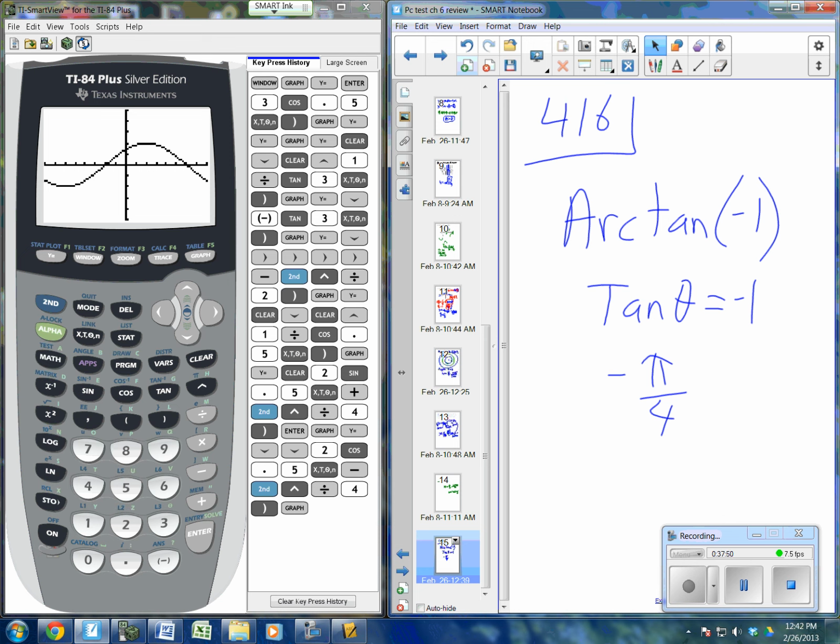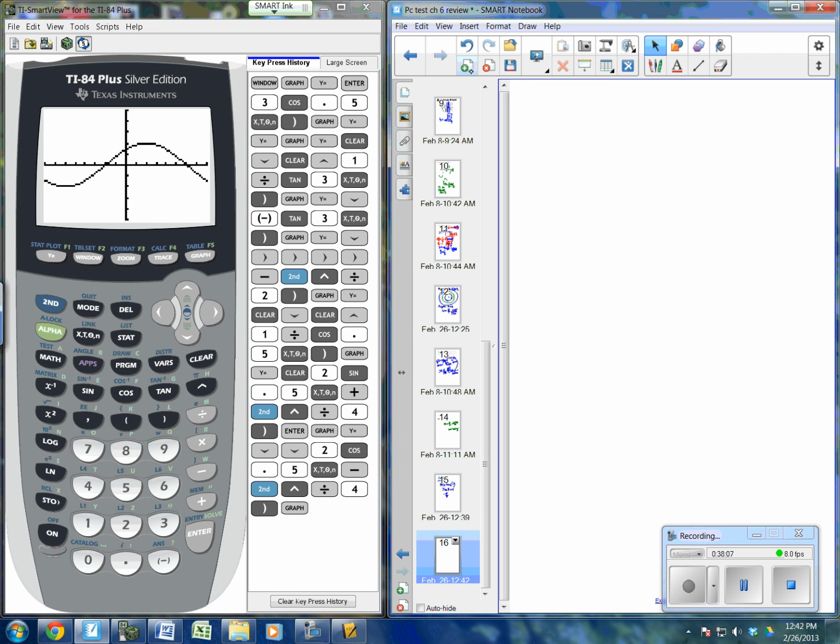I'm going to go to 47. I'm going to do 47 on page 416. Cosine inverse of tangent of pi over 4.